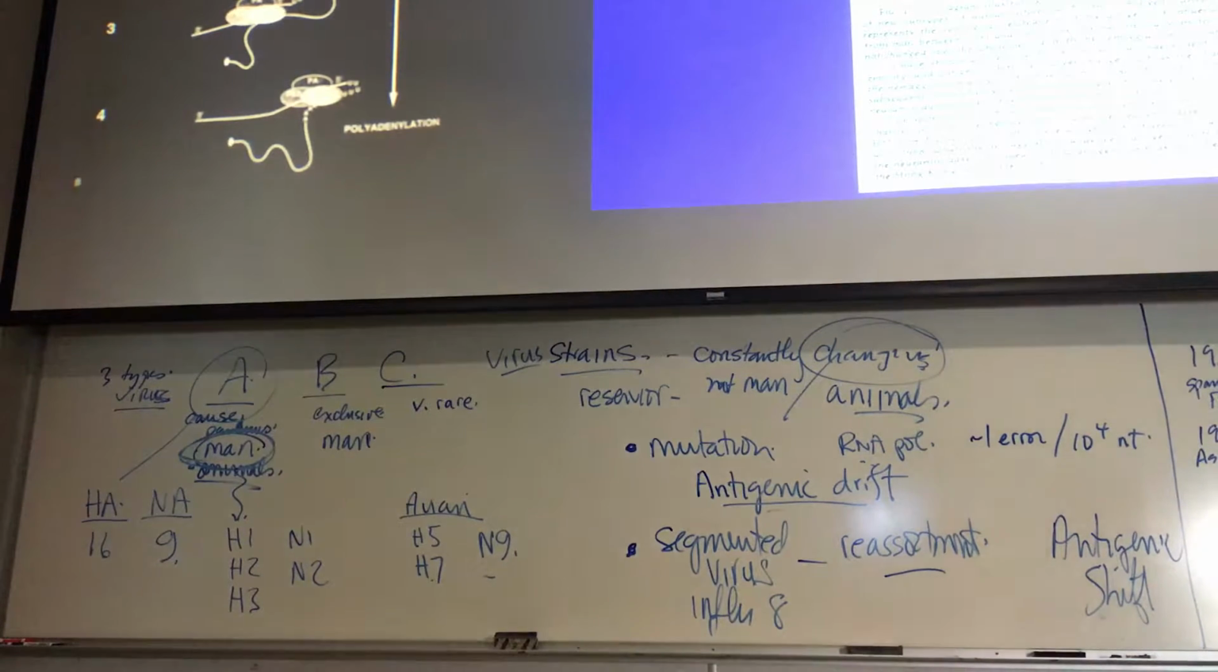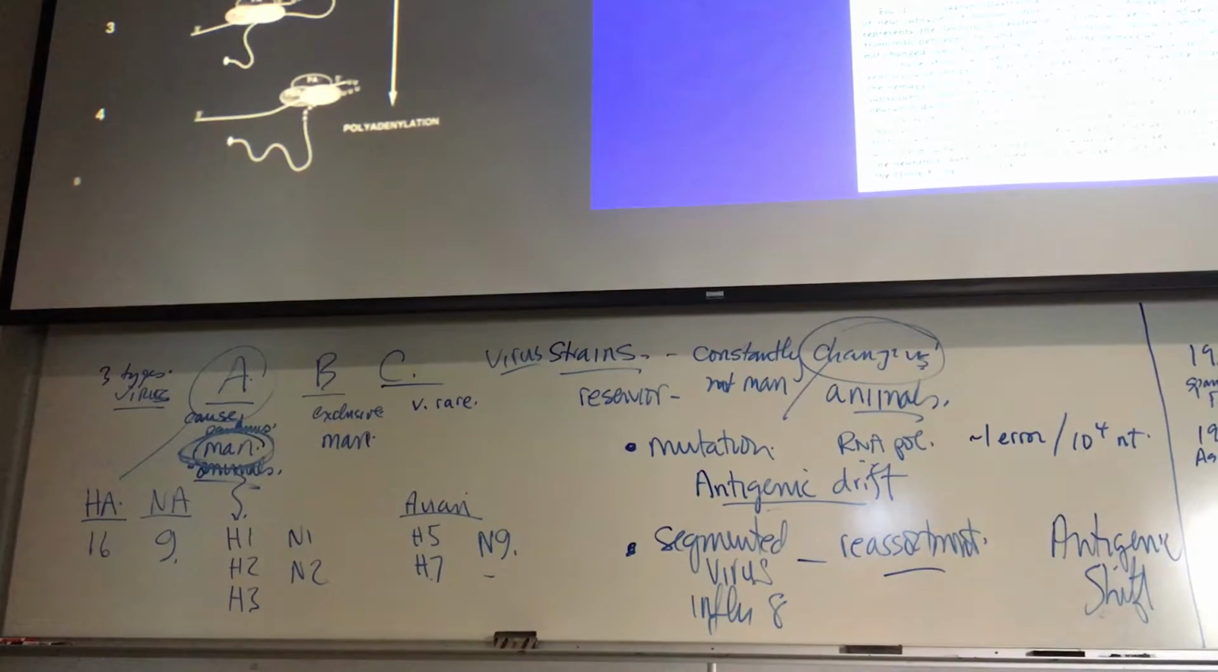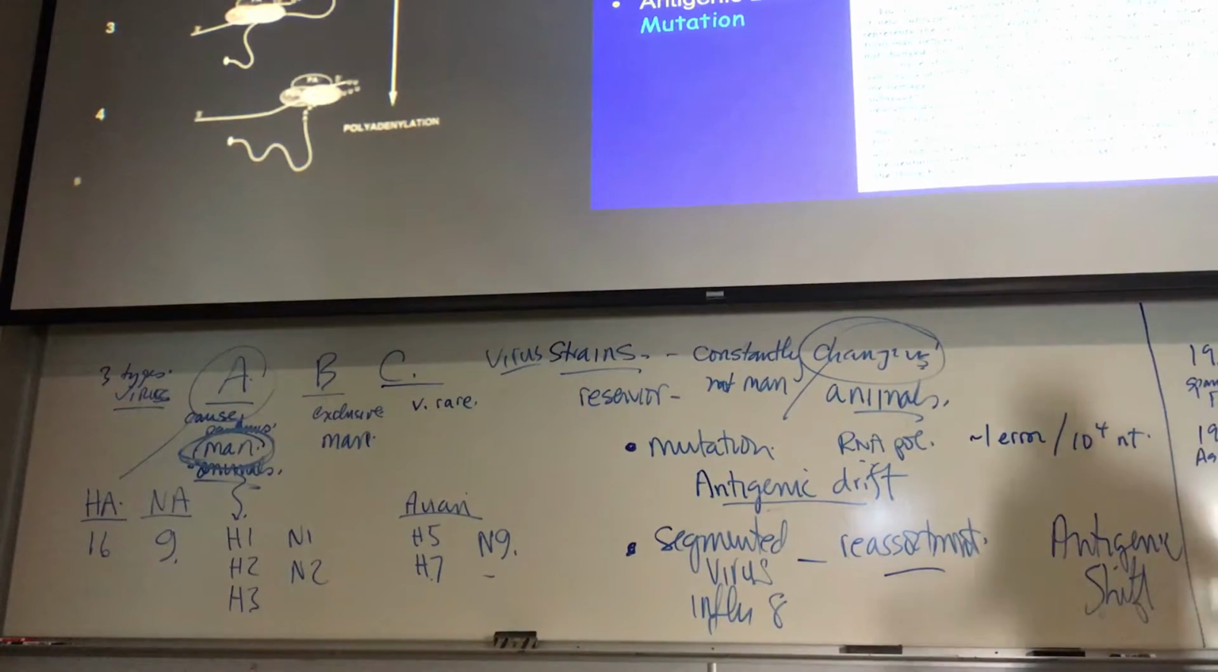And in this case, the reassortment involved the acquisition of 3 avian virus genes. The PB1, and then as the figure shows, both the HA and the NA, and those were derived from an avian virus.